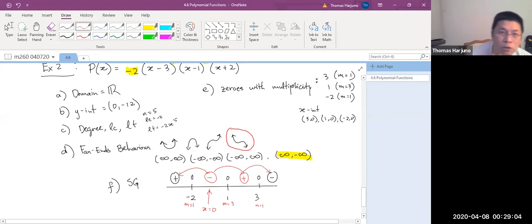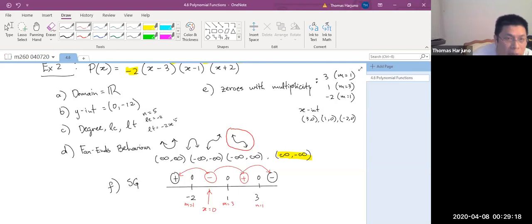Okay, so you can use the far end behavior to help. You can use the y-intercept to help. You can use the combination of both. But using the y-intercept to help may not be useful if the y-intercept happens to be 0, so it doesn't tell us the sign, is it positive or negative? In that case, you may do better by using the far end behavior.